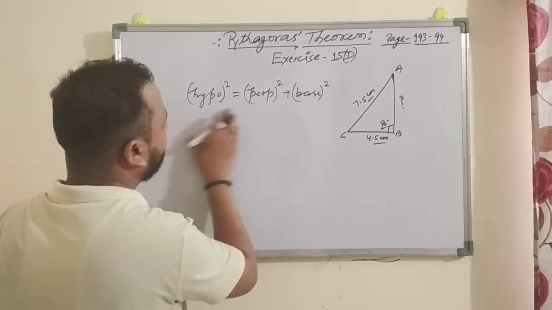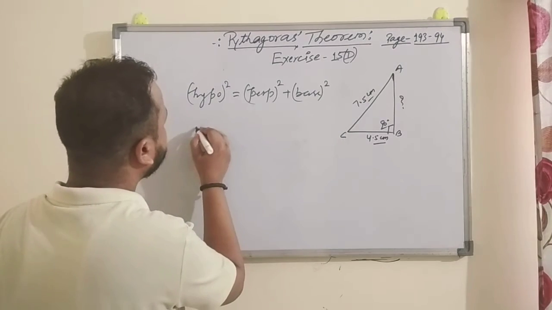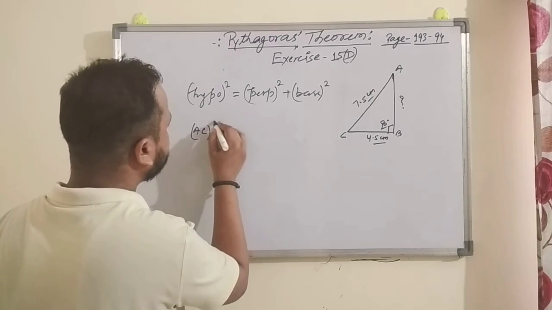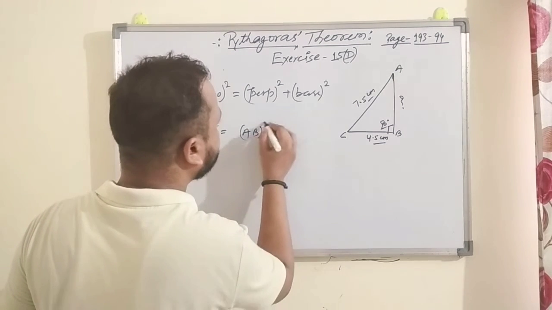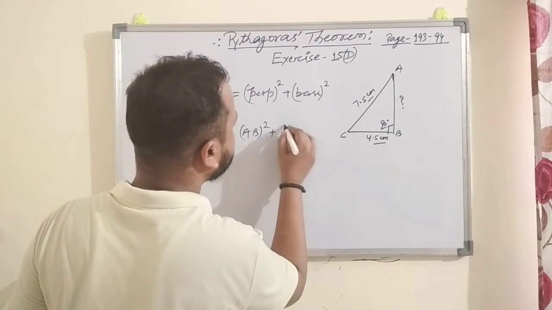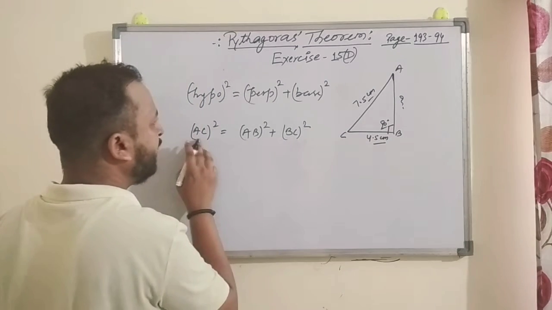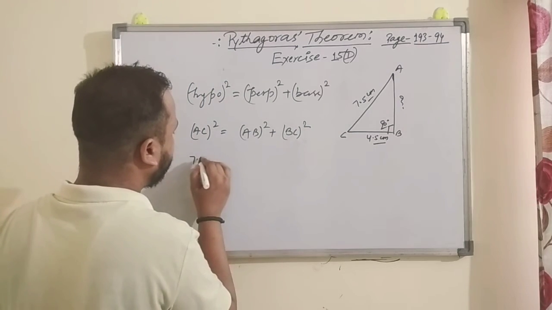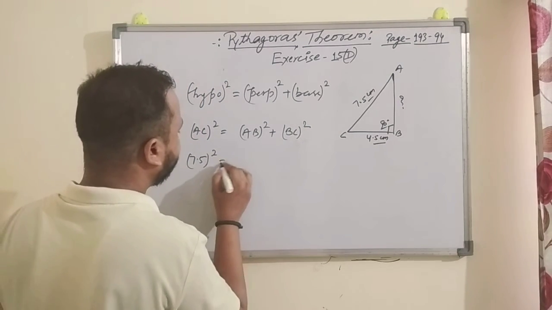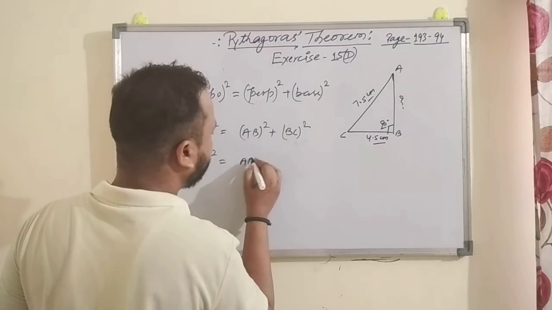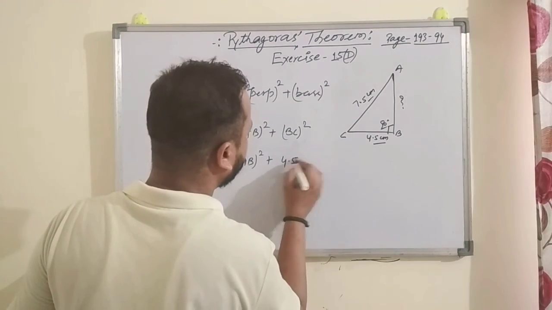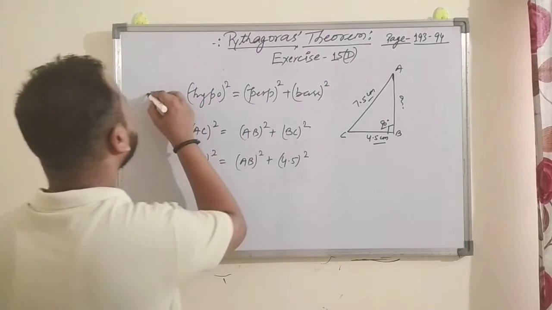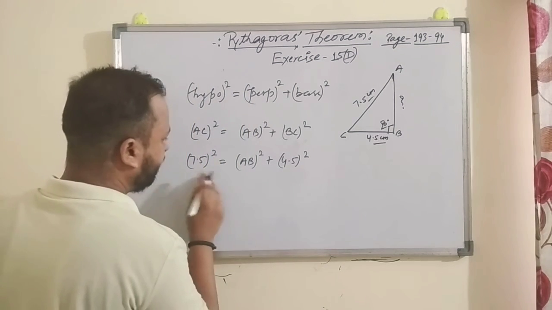Okay, I'm going to name them first. So this is AC, so AC square is equal to AB square plus BC square. Here the length of AC is given as 7.5. So 7.5 square is equal to AB, we have to find it out, and BC is given as 4.5 square. This was question number 3, right?